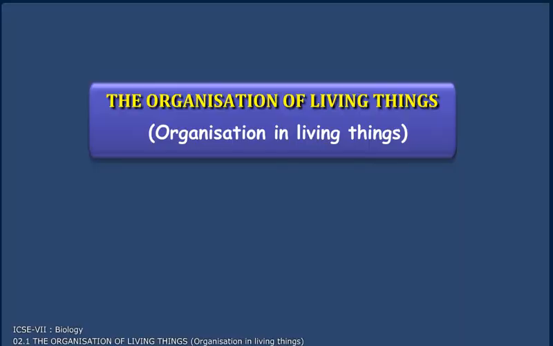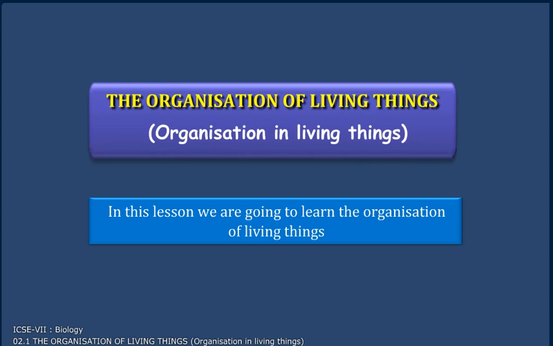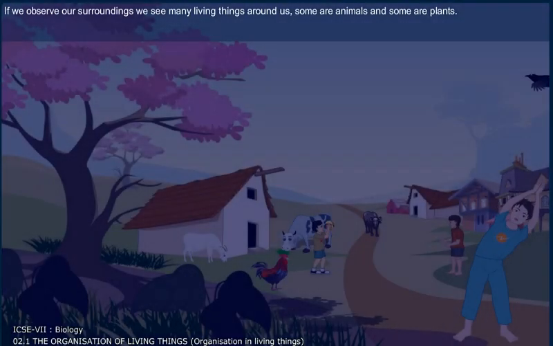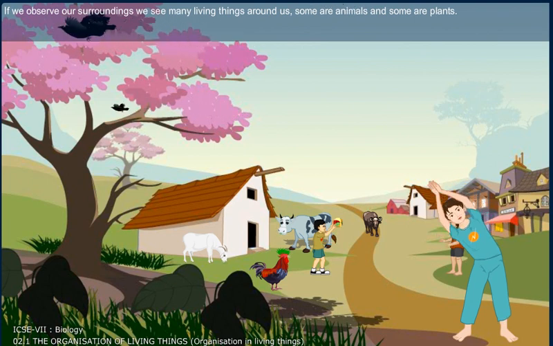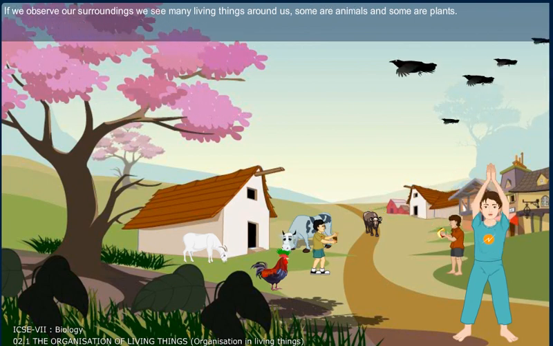The organization of living things. In this lesson, we are going to learn the organization of living things. If we observe our surroundings, we see many living things around us. Some are animals and some are plants.